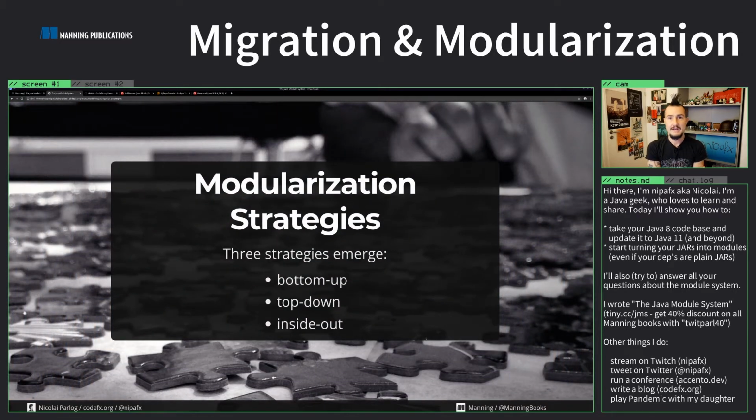With these tools, we can have three modularization strategies. Bottom up is the most straightforward one. We're going to look at that with some code. And then after that, we're going to come back to the slides and look at top down, inside out as well. Let's start with bottom up.